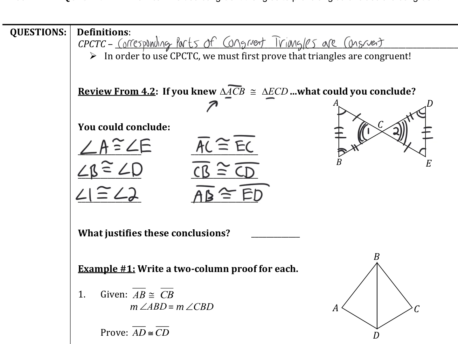Okay, and so basically if we can prove the triangles are congruent, then we can also assume that all those different parts are also going to be congruent, okay? So corresponding parts, like A corresponds with E, something like that. Basically they're matching, okay? What justifies these conclusions? CPCTC. Corresponding parts of congruent triangles are congruent.